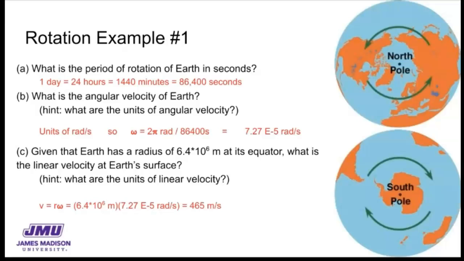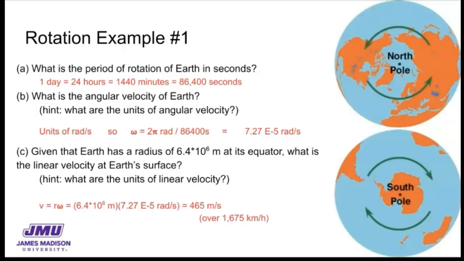So if the radius is given and the angular velocity is our answer to part B, then the linear speed is 6.4 times 10 to the 6th meters times 7.27 times 10 to the minus 5th radians per second, and that gives me 465 meters per second, which is over 1,000 miles an hour. That is, as it says here, about 1675 kilometers per hour.